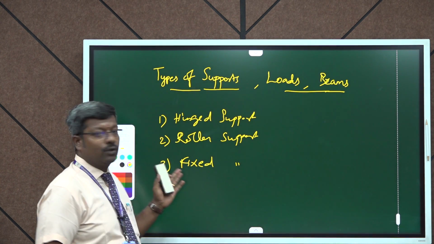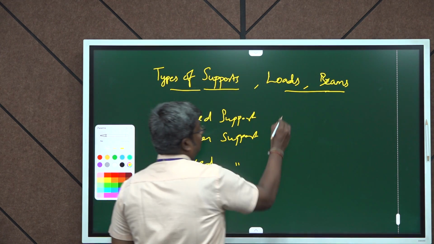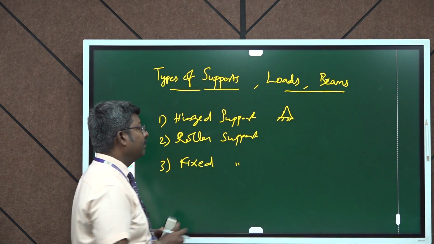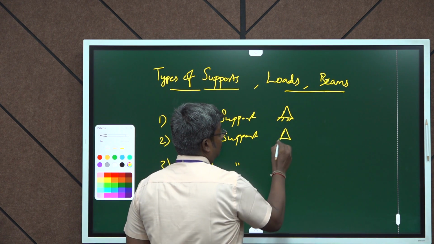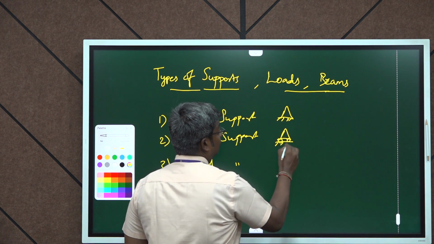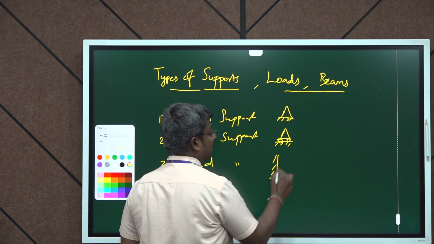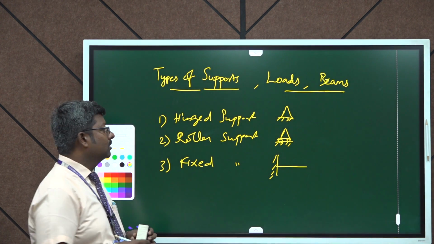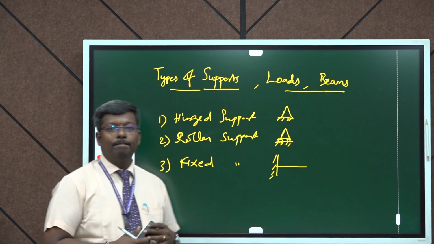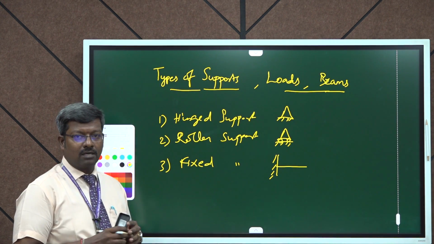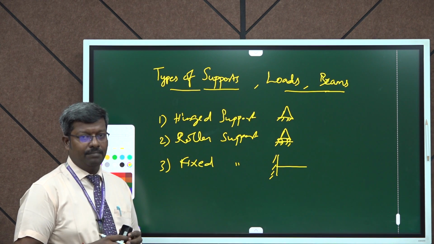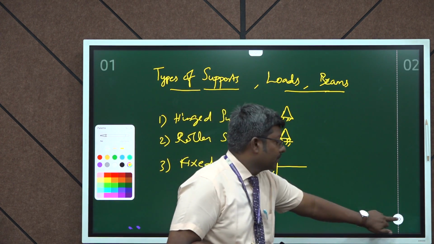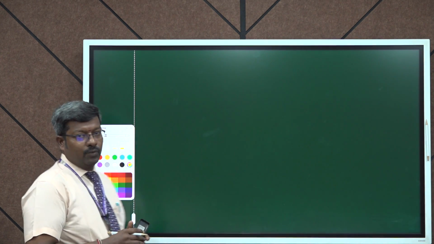A hinged support can be represented like this in a diagram, and roller support can be represented like this in the figure, and the fixed support can be represented like this. So, these are the three different types of supports. These are used in beams which carry the load and transfer the loads from the beam to the column. Let us see one by one.